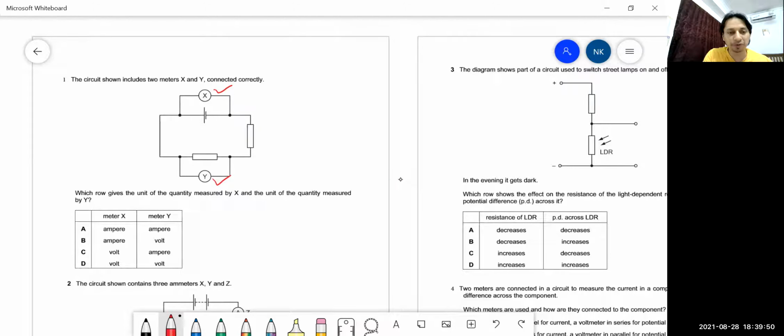So it means Y will measure the voltage, and X also measures the voltage. So if you look at the options, meter X ampere, this part is incorrect, and then both of them are volt. So the right answer is D. Now the next question, number 2.